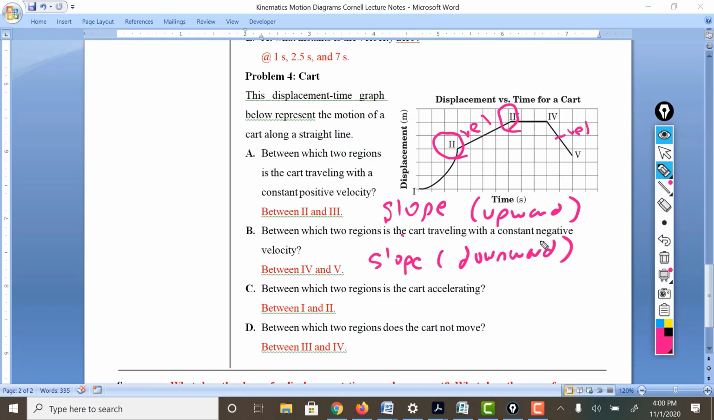Between which two regions is the car accelerating? Well, this is fascinating. On a displacement versus time graph, if you end up having a curve, like a parabola or an exponential, then what you're looking at is acceleration. And of course, as we already noted, it's not moving between 3 and 4 because it is a horizontal slope, right? It's a slope of 0.